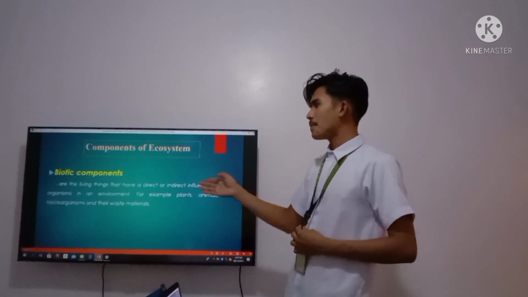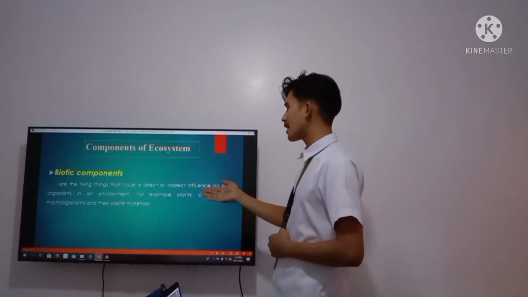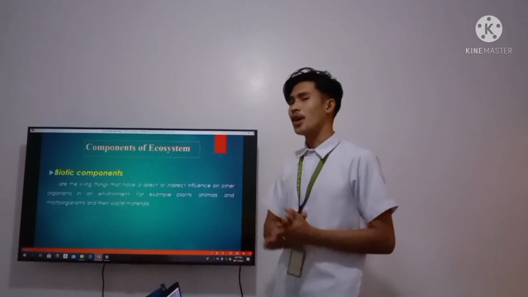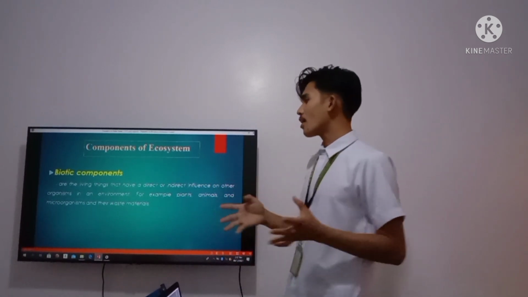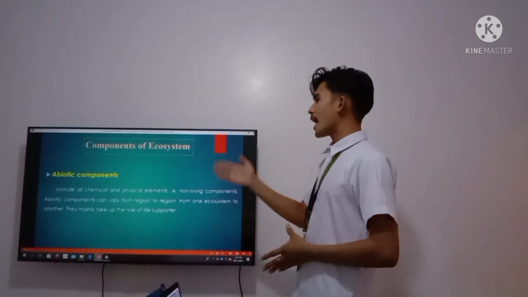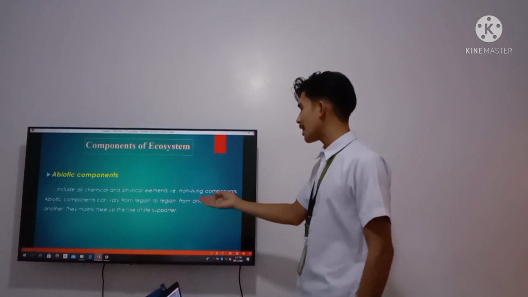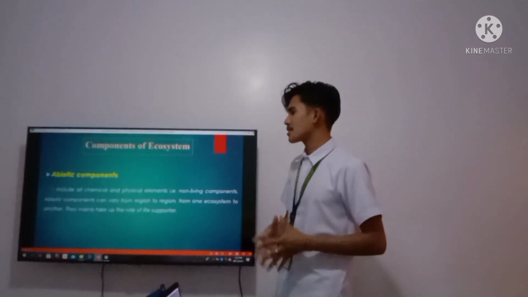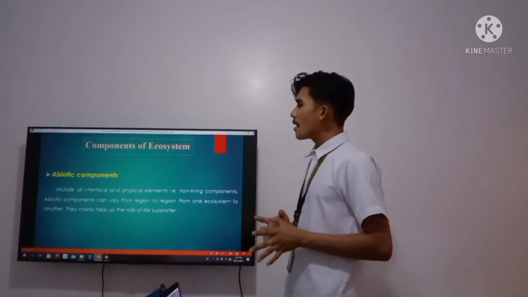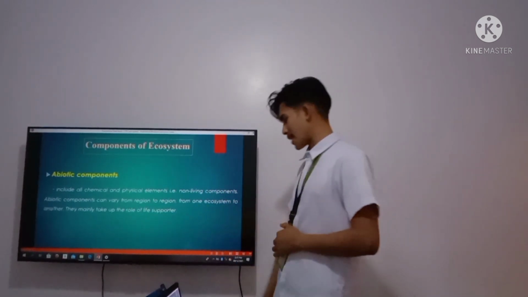First, we have the biotic components, which are the living things that have a direct or indirect influence on another organism in an environment. For example, plants, animals, and microorganisms and their waste materials. The next is abiotic components. They include all the chemical and physical elements, for example, non-living components. Abiotic components can vary from region to region, from one ecosystem to another. They mainly take up the role of life supporter. So that's the abiotic components.